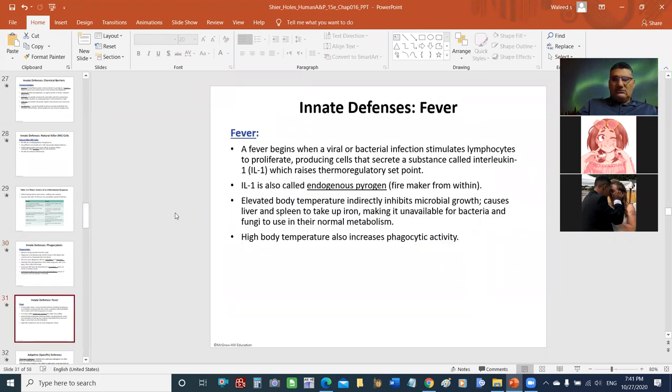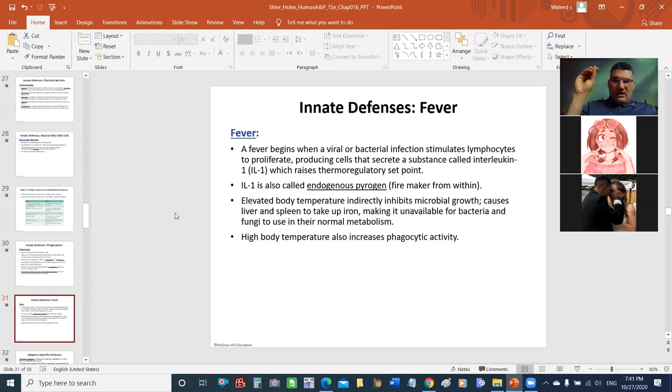Fever, like if you ask yourself, when I get sick, why do I get fever? Why, if I use the thermometer and measure my temperature and it's going up, is that happening for a reason? It is happening for a reason.